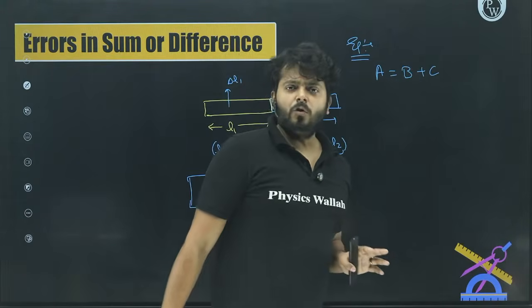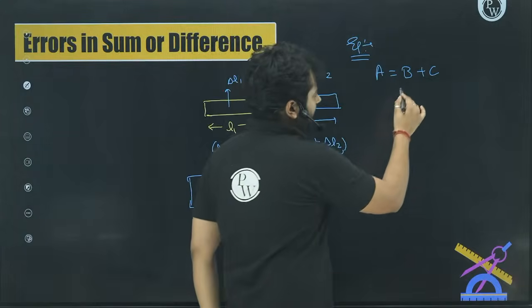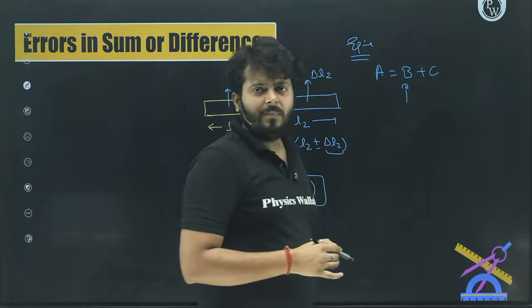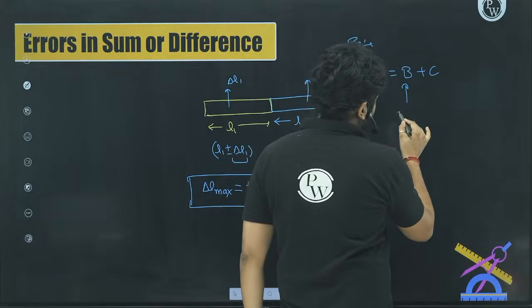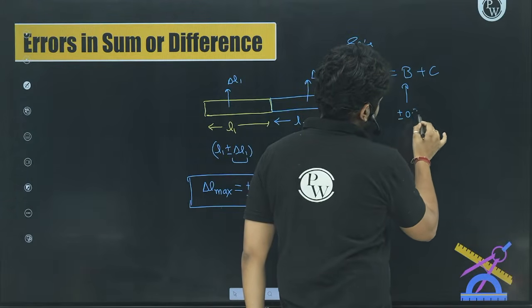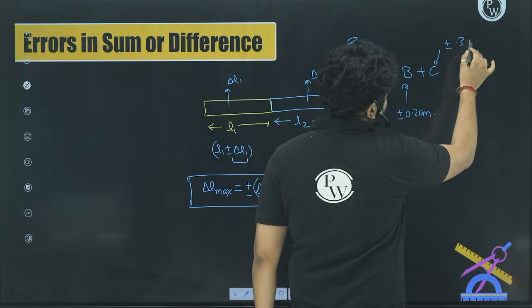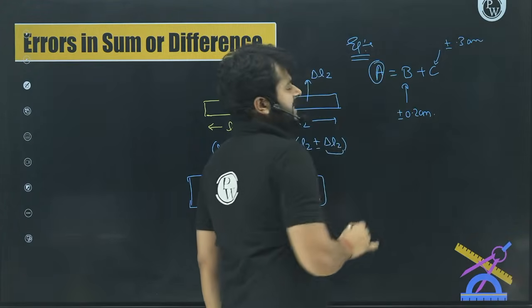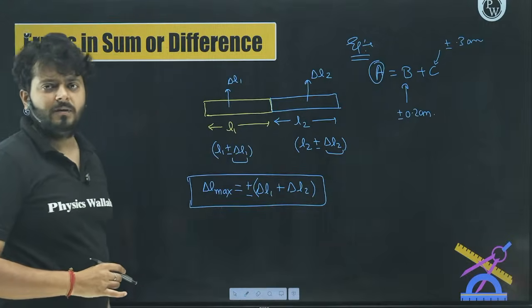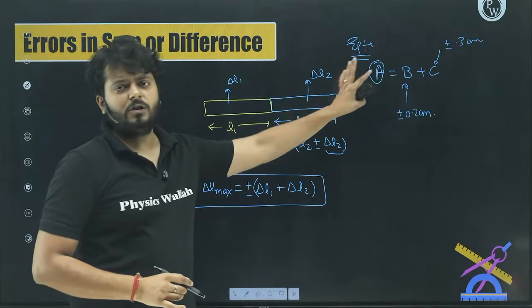B and C both are measured in meters. Let's say that the error in the measurement of B is plus minus 0.2 centimeter. Error in the measurement of C is plus minus 0.3 centimeter. What could be the maximum possible error in the final measurement? What could be the maximum possible error in A?